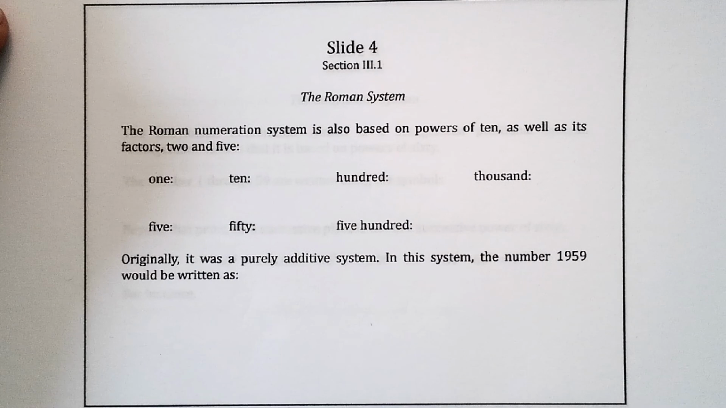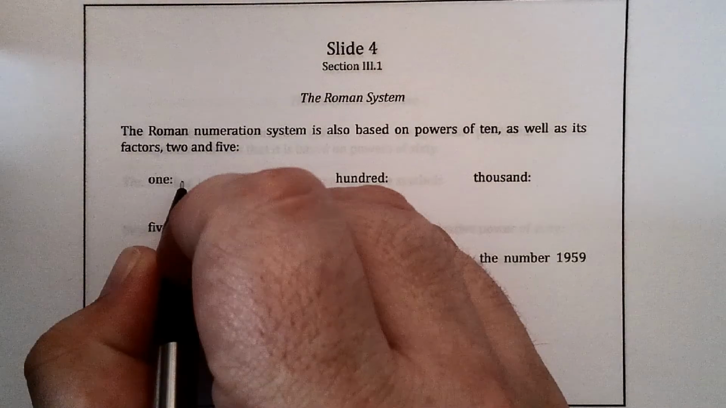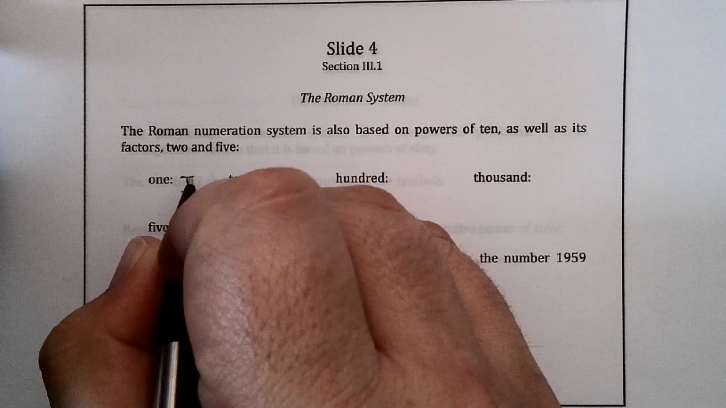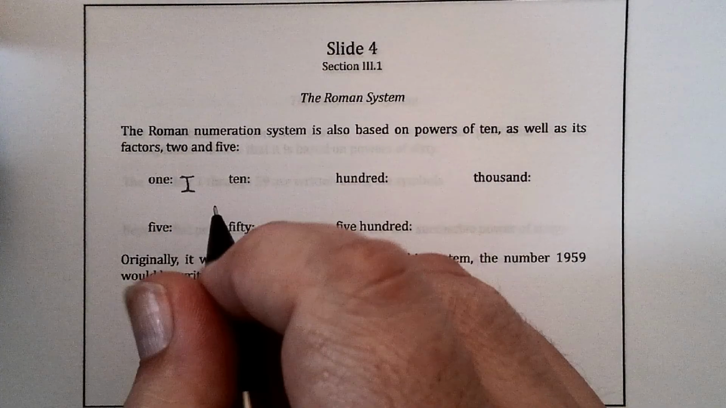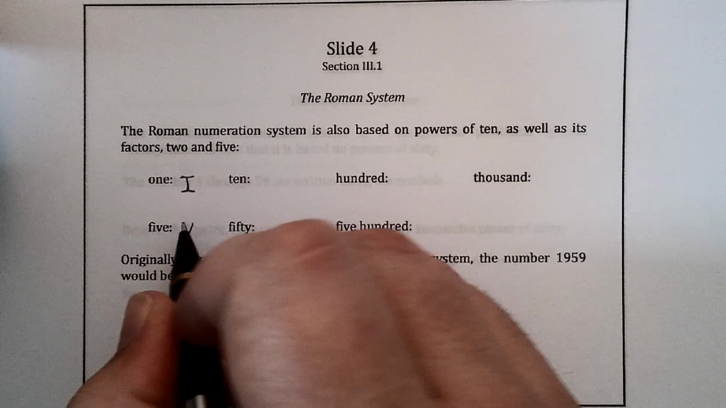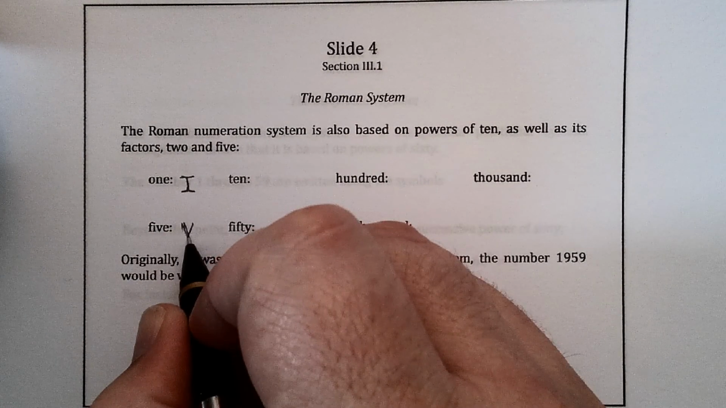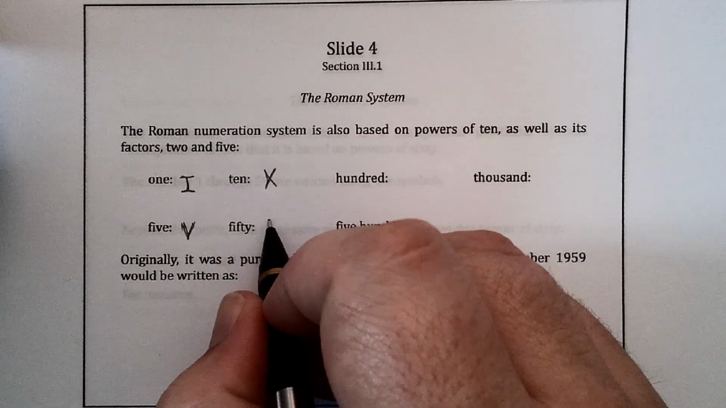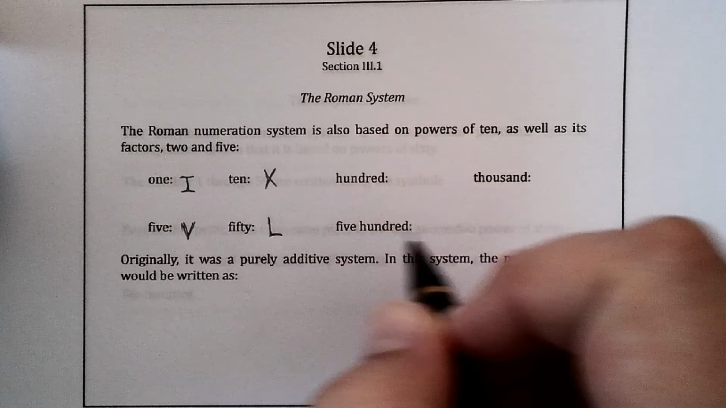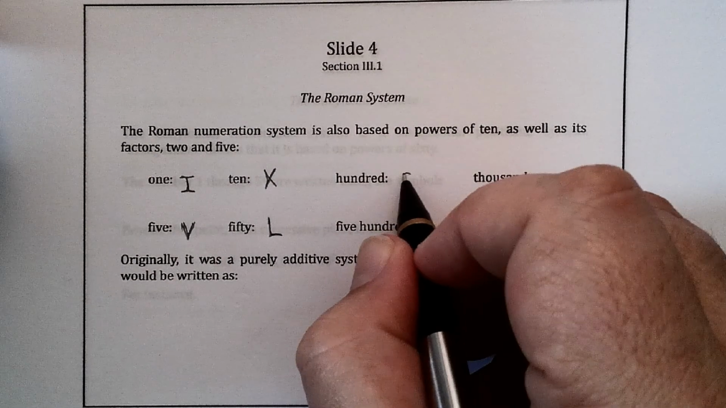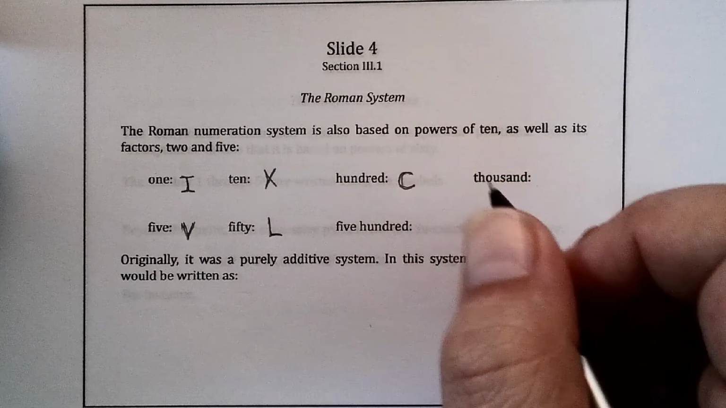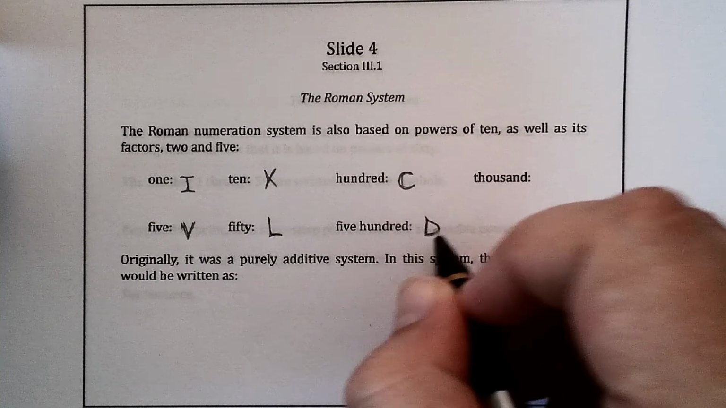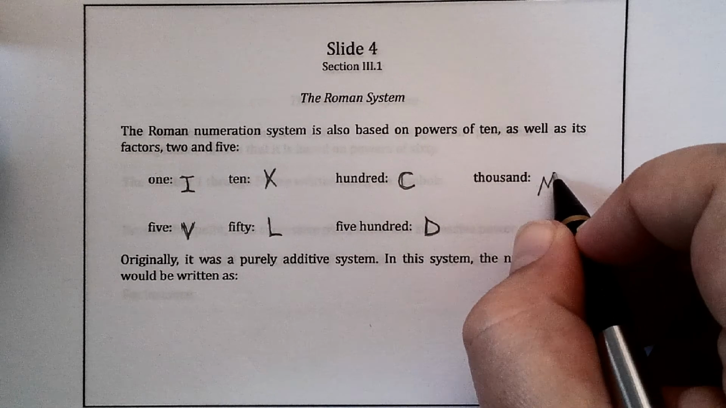So the number 1 would be represented with a capital I. The number 5 is a V. The number 10 is an X. 50 is L. 100 is C. 500 is D. And 1,000 is M.